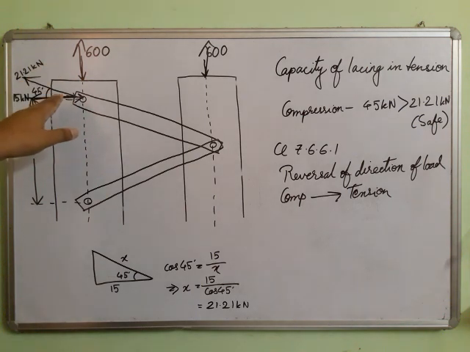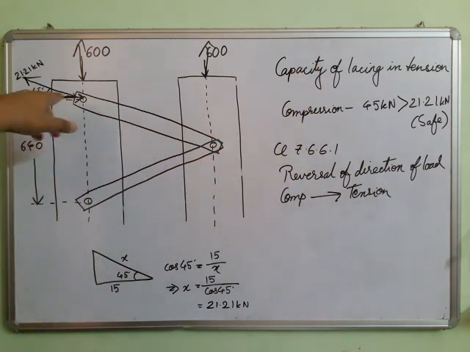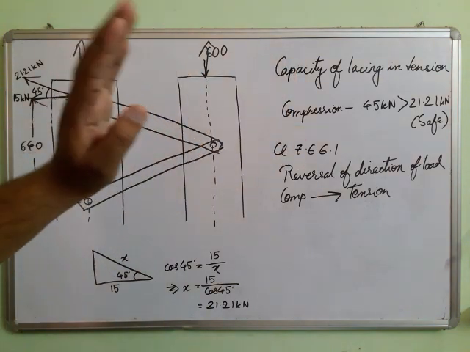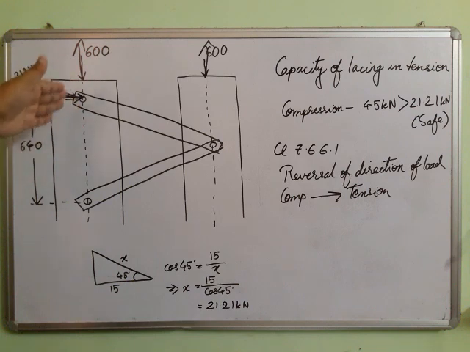So we have to check whether this lacing can carry a load of 21.21 kN in tension or not. In compression it could take 45, that is fine. It can obviously take 21.21 in compression, its capacity is double, 45. But is the capacity of the lacing sufficient in tension? For that we need to check the capacity of the lacing in tension.